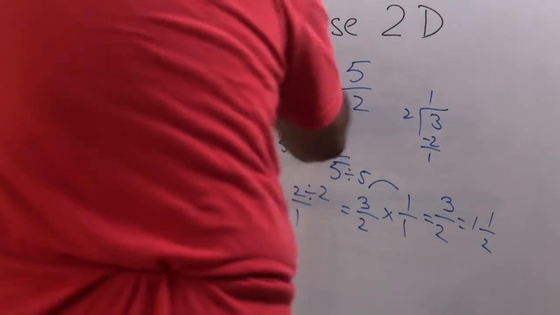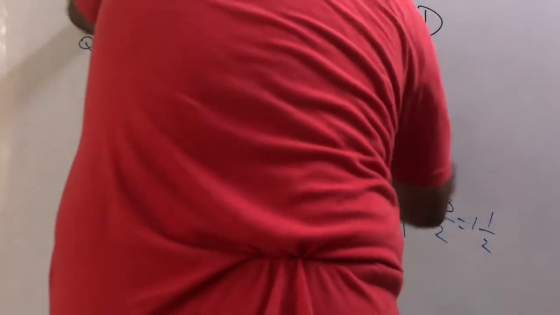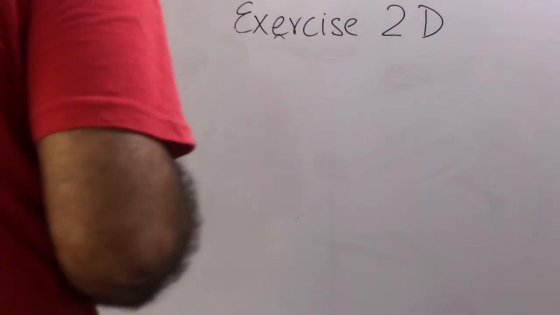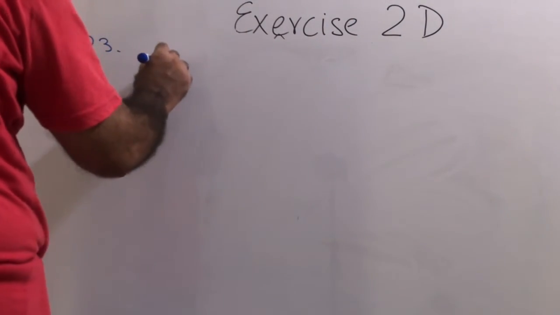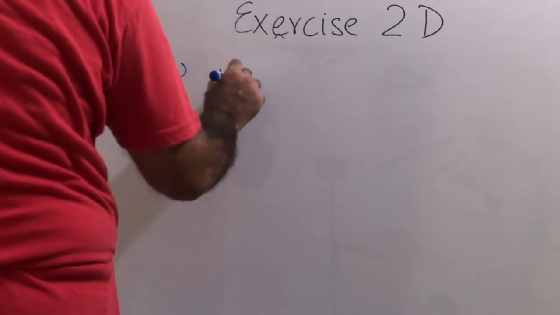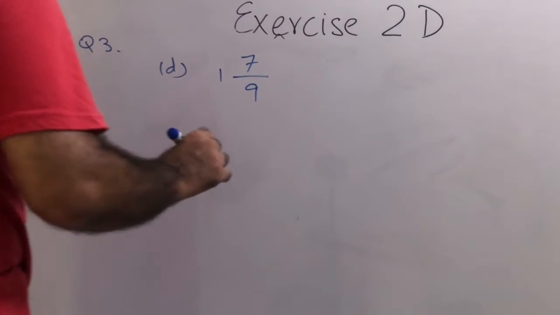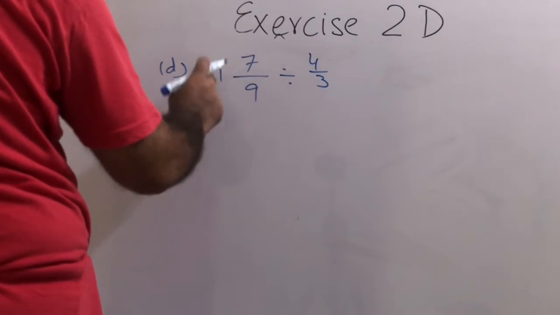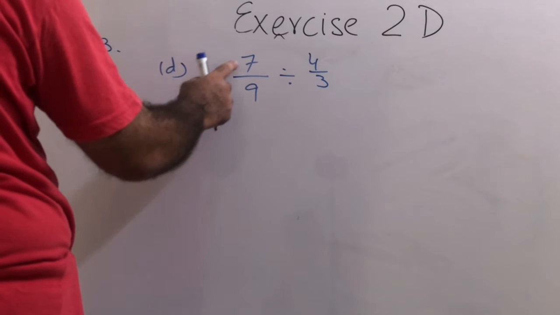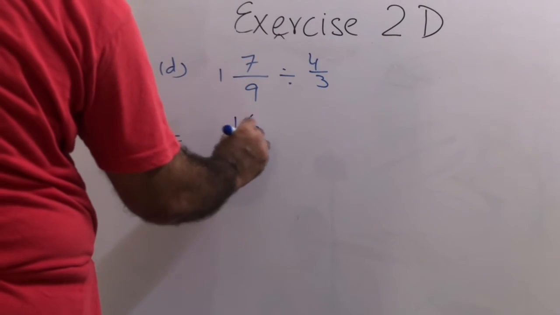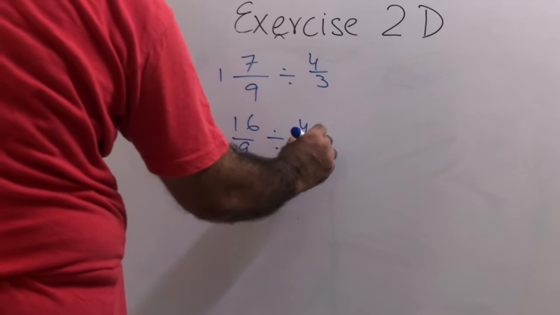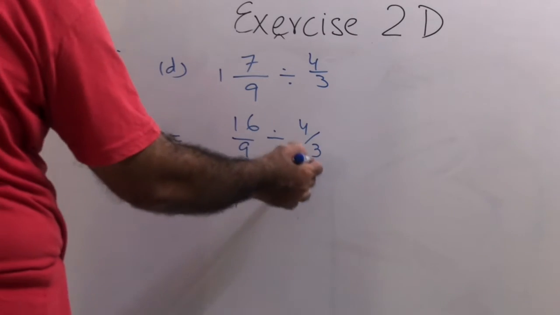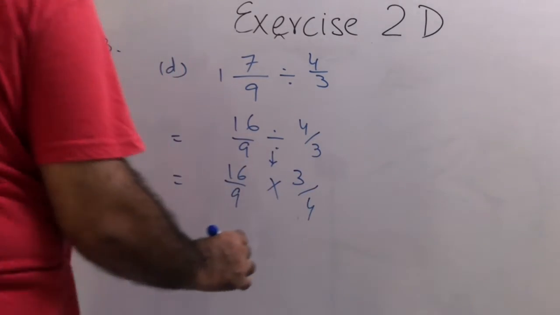Now we will be doing part D. Part D is also related to division, the way we solved part C. Part D is 1 whole number 7 over 9 divided by 4 over 3. First we will convert it into an improper fraction. 9 times 1 is 9, plus 7, 16 over 9 divided by 4 over 3. This was the first step. The second step is we need to convert it into multiplication, and make this one upside down. This was the second step.